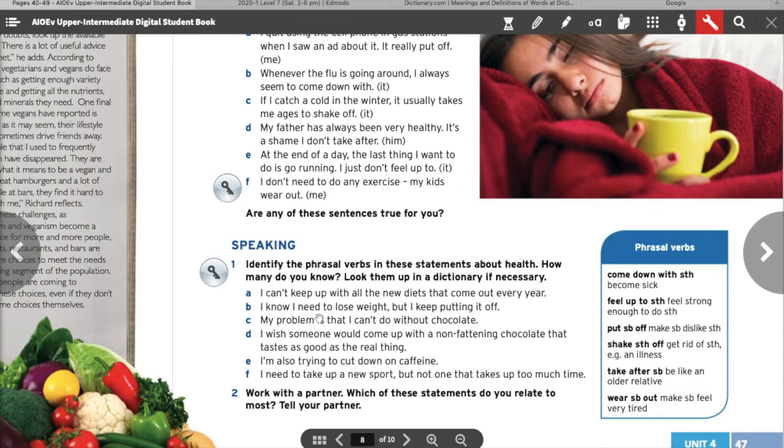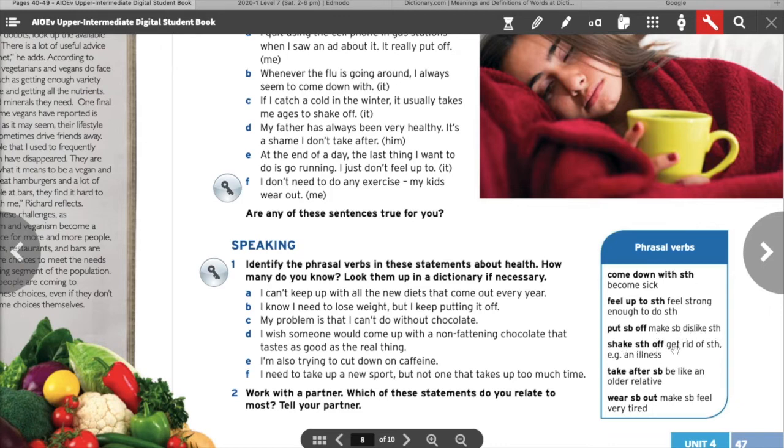The speaking activity will also be programmed to do it later in a Skype session next week to practice speaking. Be sure to take a look here at the phrasal verbs that we just saw in the article. Come down with something is when you become sick. Feel up to something when you feel strong enough to do something. Put something off is when you make someone dislike something.